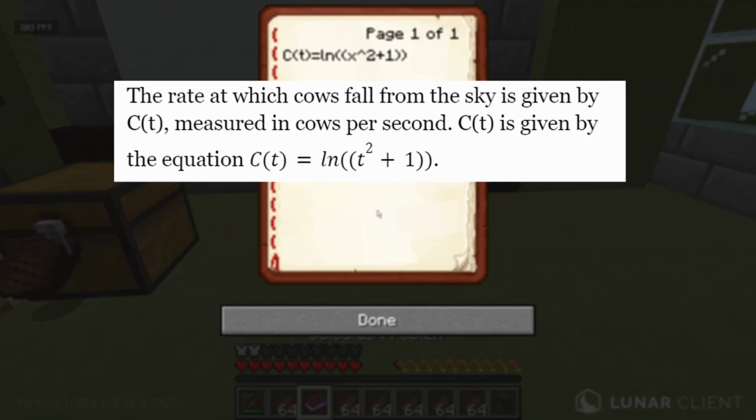So here's a general statement that they might give you. They might give you a function that represents the rate at which something is happening. In this case, it's the rate at which cows are falling from the sky. Now, let's go over some tips that'll help you succeed in these problems.